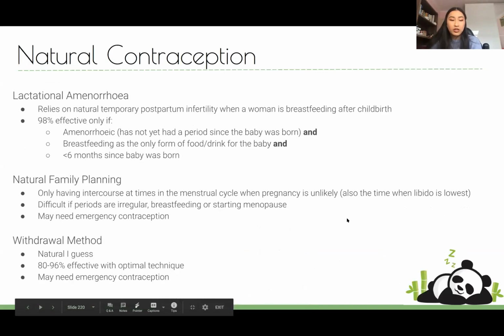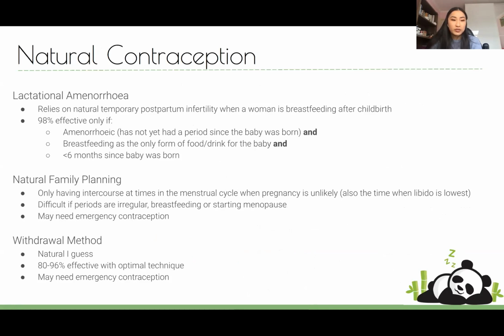Okay, we're on the home stretch. Natural contraception. Pretty much never the answer in EMQs, but just to know what they are. So lactational amenorrhea is that natural postpartum infertility. So remember, secondary amenorrhea, one of the causes was pregnancy. And that continues actually even for a short period after childbirth when the woman is breastfeeding. It is technically 98% effective, but only if the woman is amenorrheic and breastfeeding as the only form of food and drink for the baby, and it's been less than 6 months since the baby was born.